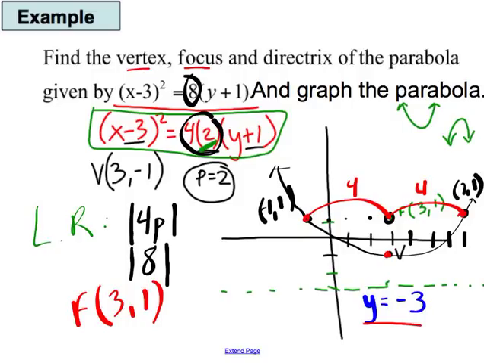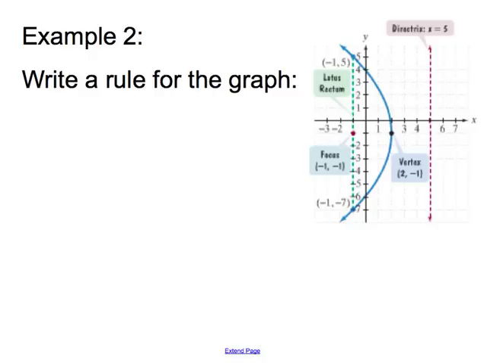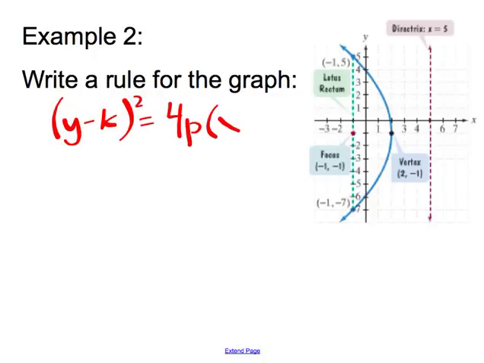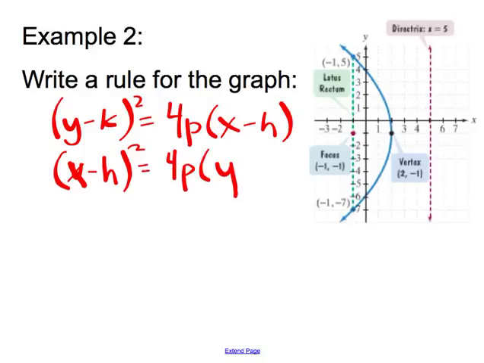So let's take a look at another example where it's the opposite, where we're given the graph and we're asked to find the rule. So let's start off with figuring out what kind of rule it is. Is it a (y − k)² type of rule? Or is it the other way around, where it's (x − h)² with the y − k on the other side?